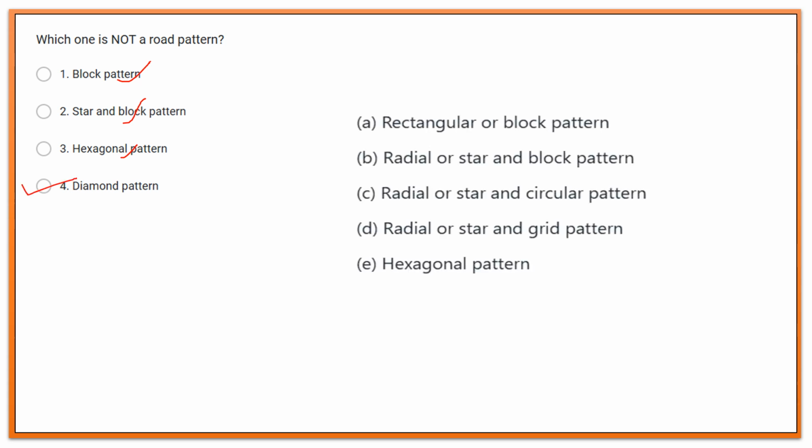There are different types of road patterns. First is rectangular or block pattern, then radial or star patterns. In the radial or star, first is block, second is circular, third is grid pattern, and the last one is the hexagonal pattern. So these are the patterns for the road.